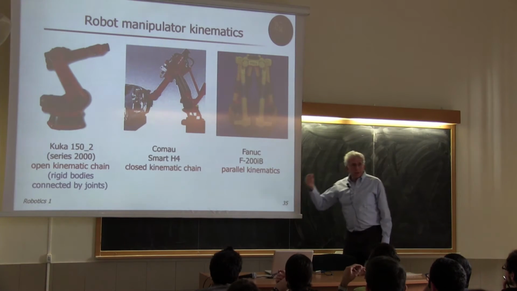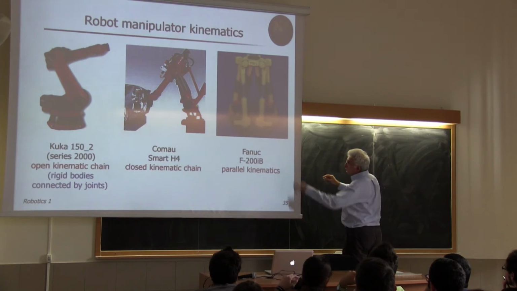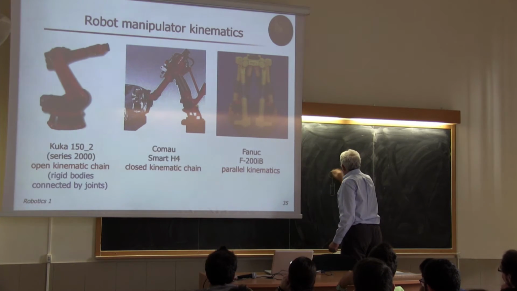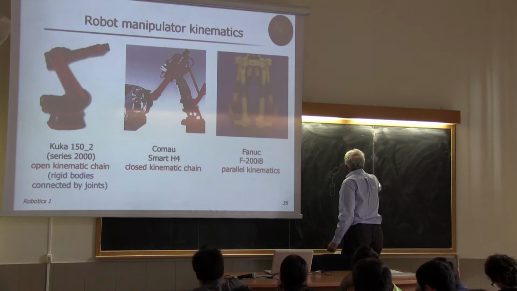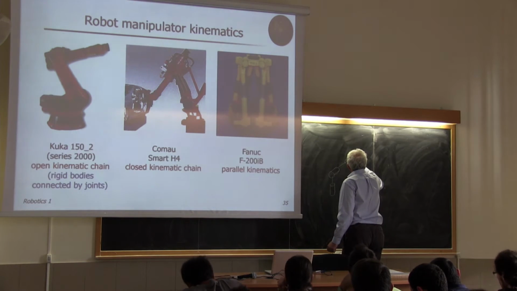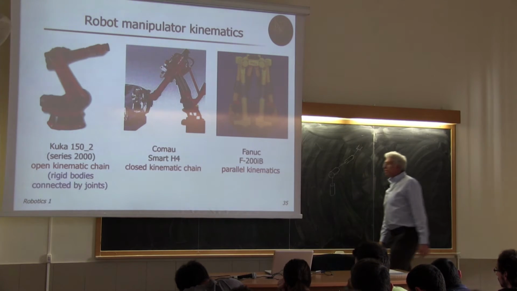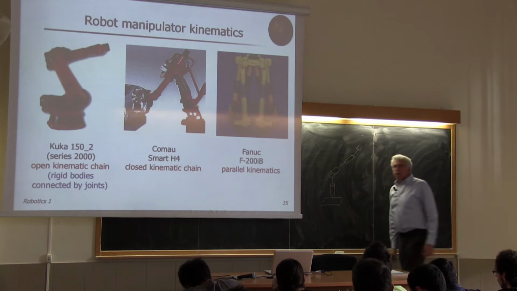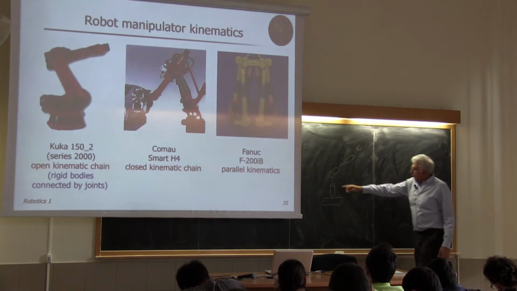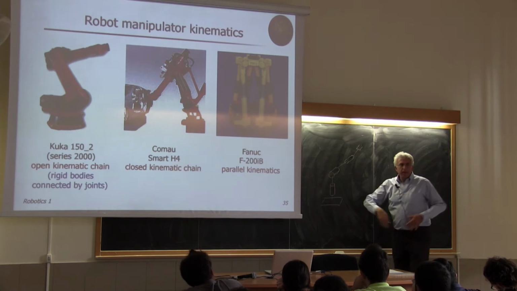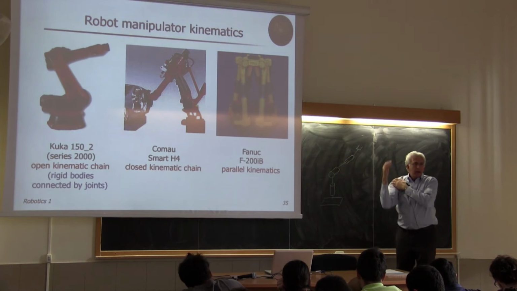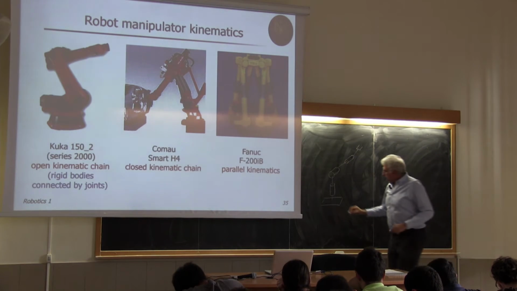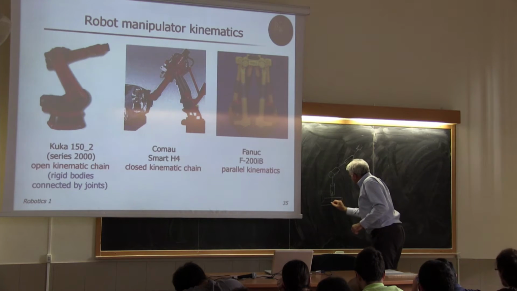So forgive me for the bad drawing, but on the left we have a sequence of joints and body, which I can represent like this. I'm starting from the floor, from the basement, and I have revolute joints. Here is the base rotating, here is the shoulder, the elbow, whatever. Okay?